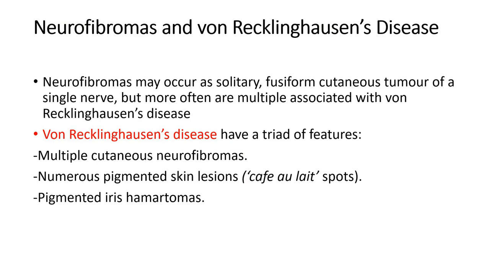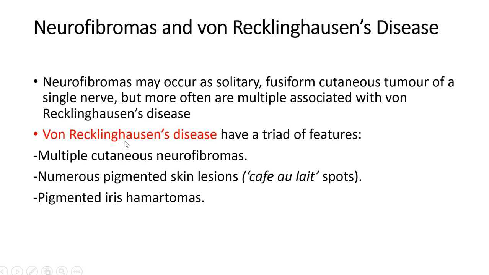So neurofibroma can be singular, one single isolated mass, or it can be multiple, like throughout the body you can have multiple swellings, and that is what is seen in von Recklinghausen's disease, which is also called neurofibromatosis. As I mentioned, it can be a solitary fusiform cutaneous tumor, or more often they are multiple, associated with von Recklinghausen's disease.